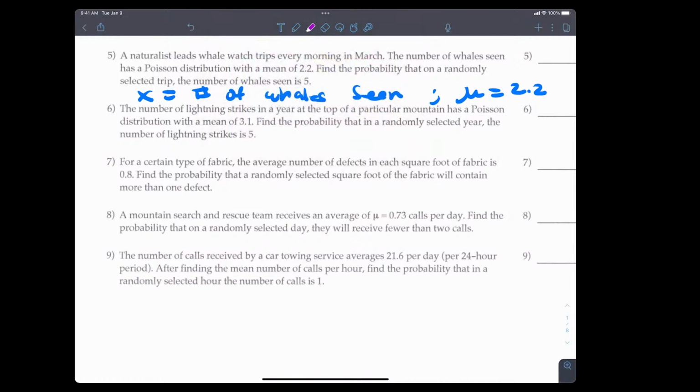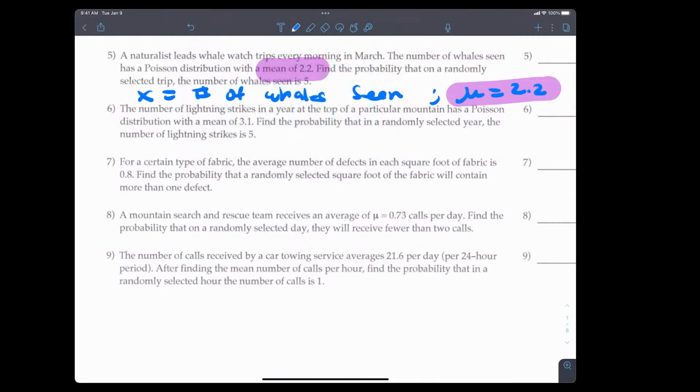So they got to give us the interval, and they didn't give us the interval, which is kind of odd. It's kind of a weird question. 2.2, I guess, per day. You know what I mean? So they didn't give us the interval. So Mr. Judge would be clearer than the person that wrote number 5. But anyway, okay. Find the probability that on a randomly selected trip, I guess that it's a mean 2.2 per trip. They didn't say that. I would have said it. Mean of 2.2 per trip. Find the probability that on a randomly selected trip, the number of whales seen is 5.